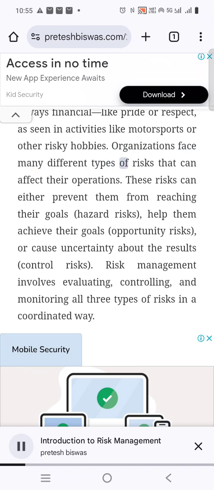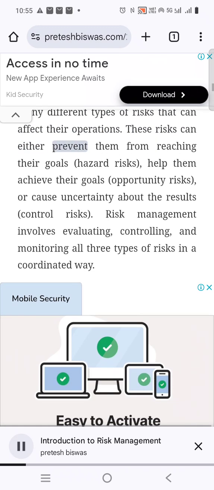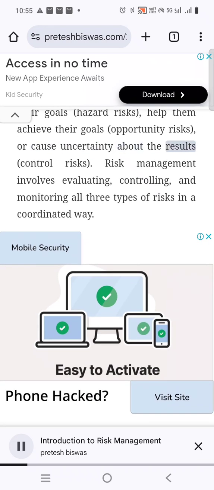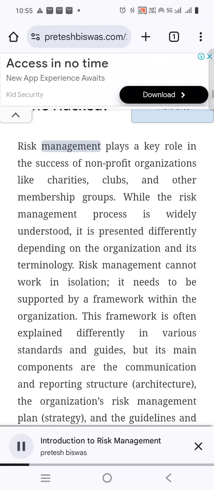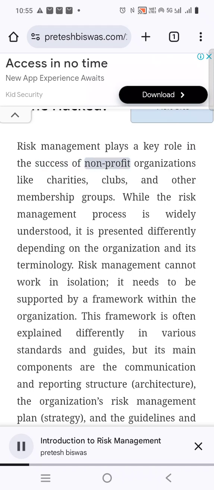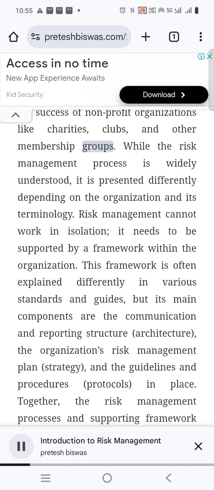Organizations face many different types of risks that can affect their operations. These risks can either prevent them from reaching their goals, hazard risks, help them achieve their goals, opportunity risks, or cause uncertainty about the results, control risks. Risk management involves evaluating, controlling, and monitoring all three types of risks in a coordinated way. Risk management plays a key role in the success of nonprofit organizations like charities, clubs, and other membership groups.